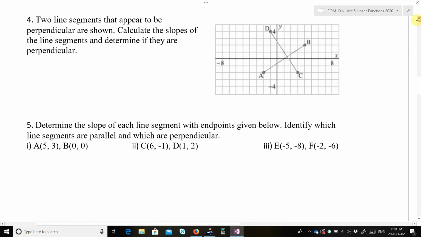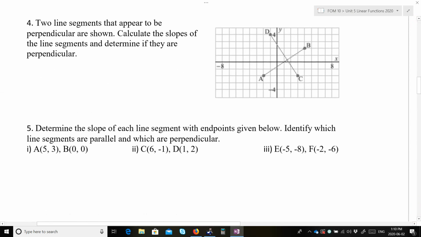Number 4, two line segments that appear to be perpendicular are shown. Calculate the slopes of the line segments and determine if they are perpendicular. So we'll find the slope of AB first. This point here is all the way out to 8. Each square is worth 1, it looks like. 1, 2, 3, 4, comma 2. And this A point is negative 2, negative 2.